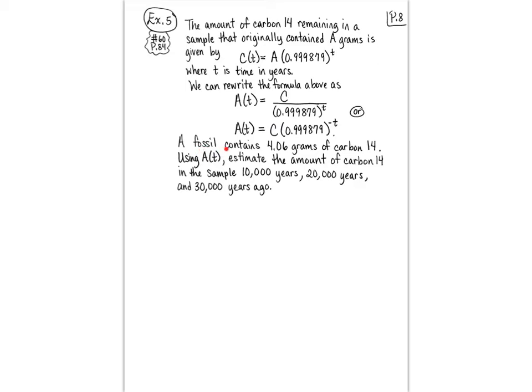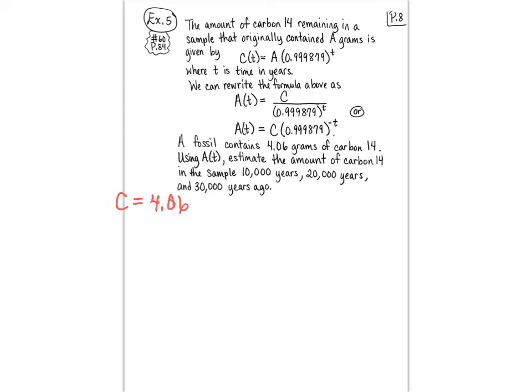Now, a fossil contains 4.06 grams of carbon-14. Using A of T, estimate the amount of carbon-14 in the sample 10,000 years ago, 20,000 years ago, and 30,000 years ago. So we're asked to do 3 different things, but it helps for us to realize for this problem, it says a fossil contains 4.06 grams of carbon-14. So what that means is that C is equal to 4.06.